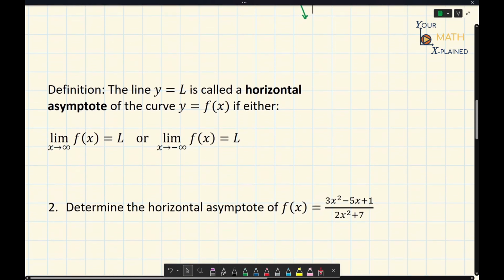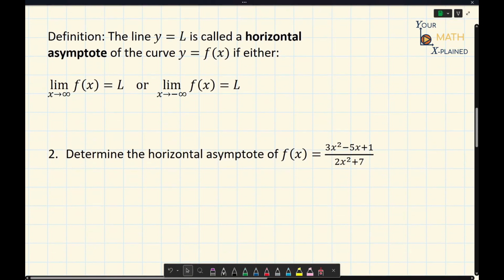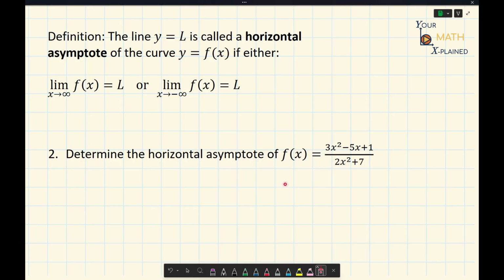Next, we're going to talk about the definition of a horizontal asymptote. The line y is equal to L is called a horizontal asymptote of the curve y is equal to f of x if either the limit as x approaches infinity of our function f of x is equal to L, or the limit as x approaches negative infinity of our function f of x is equal to L. One important thing to note here is that these horizontal asymptotes only apply to the far right or left of a graph. It doesn't state anything about the middle of the graph.